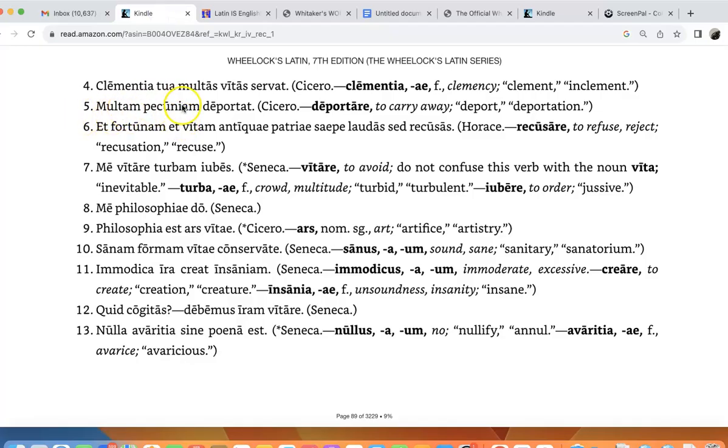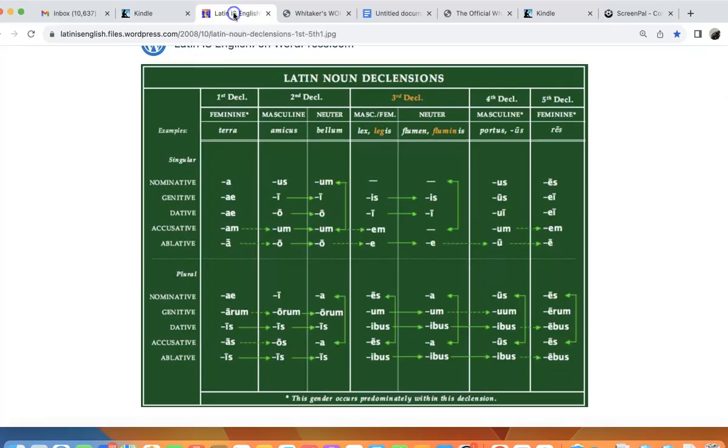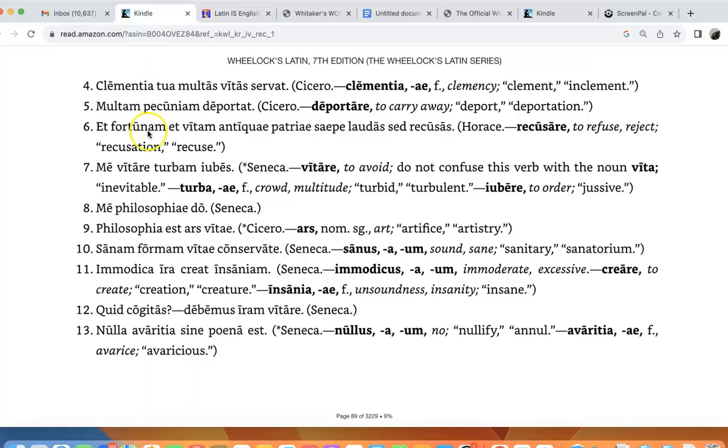So multam pecuniam, am, well, that should tell us it's the first declension accusative singular. Sure enough, we look here, first declension accusative singular, am. So what does that mean? He is carrying away a lot of money. So he's stealing. Stealing from the people, stealing from Rome, stealing taxes. And so clearly that is something to question.